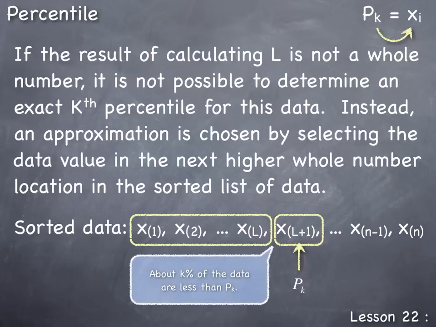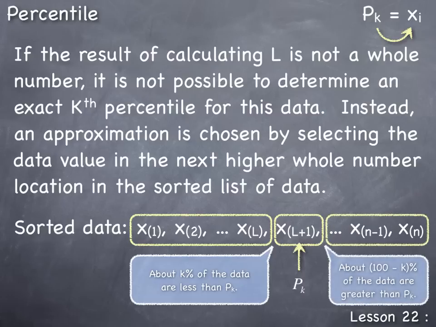This gives us about k% of the data values less than the p sub k. And then the remaining data values gives us about 100 minus k% of the data that are greater than that p sub k. The reason it's not exactly k% less and the remaining 100 minus k% greater is because that percentile is equal to a data value in the particular list. So the percentage of the data values that is actually equal to that value is the result that doesn't give us the exact k% less than.